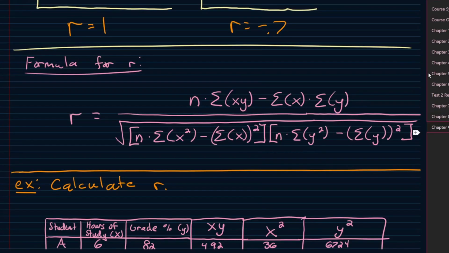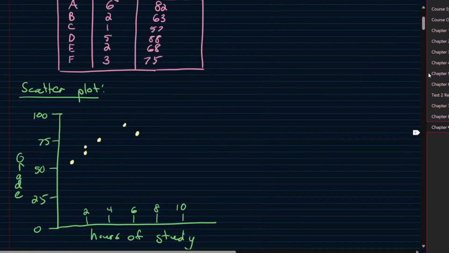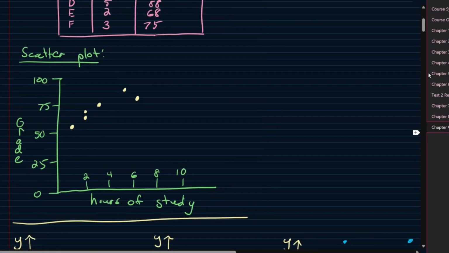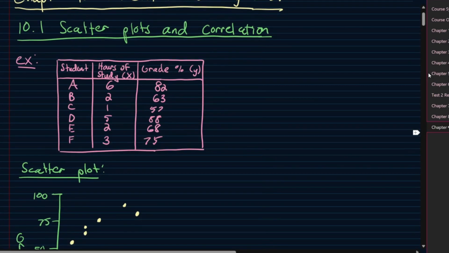And finally, chapter 10 on correlation and regression. So remember, this section is talking about trying to see if two variables are related, right? That's what correlation means. Are they tied together in some way, essentially? And we're able to visualize this data in a scatter plot, x and y, where x is always the independent variable that we're trying to see has an influence on the dependent variable.